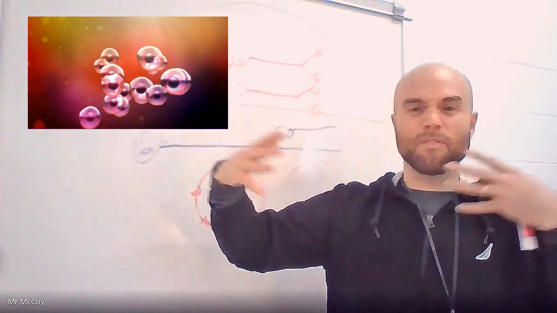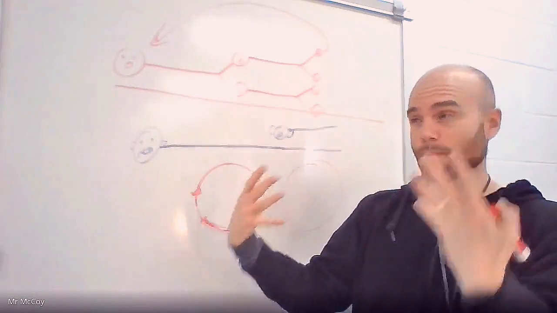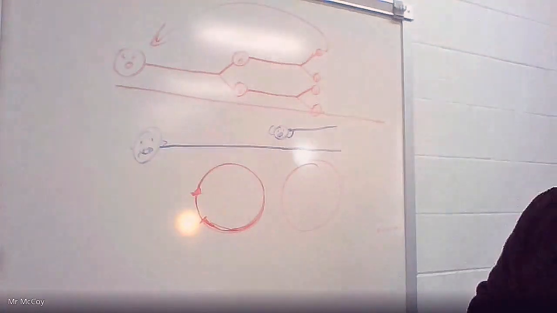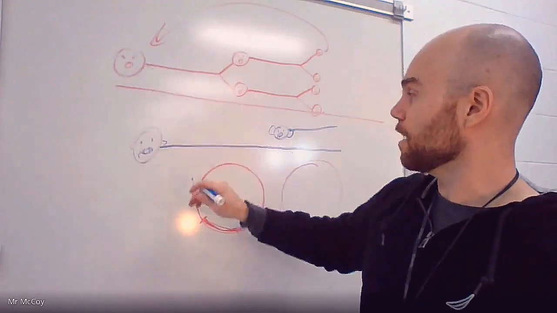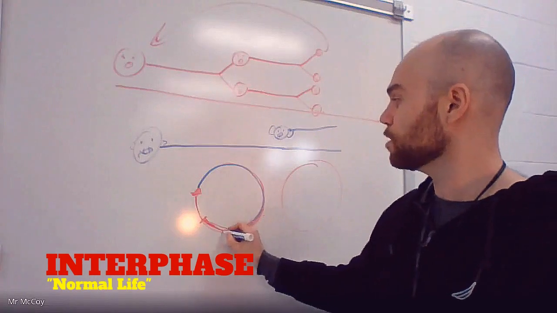So it's like they all get a fresh start, even though they're the same old version of the cell. They're like a replica of the original version. So, what do we call these pieces? This first part of life, this first section of life, is most of their life. We just call that interphase.